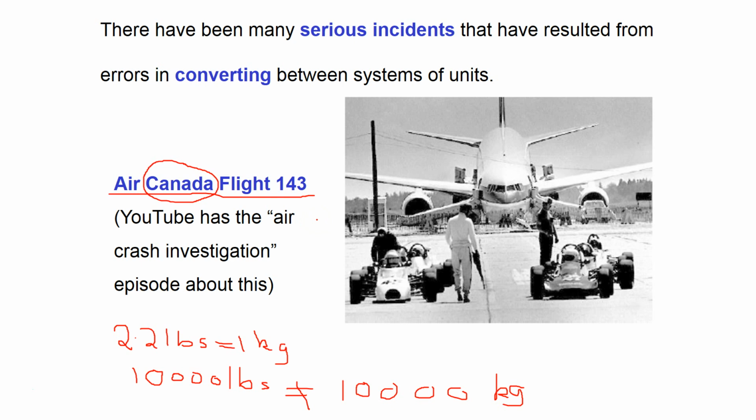So what happened is the pilots entered the amount of fuel that the aircraft had on board into the flight computer. It turned out that they told the aircraft that it had a full tank when in reality it had half as much fuel as what it really did. So these guys were flying along, they hit half a tank, and without warning, everything stopped.